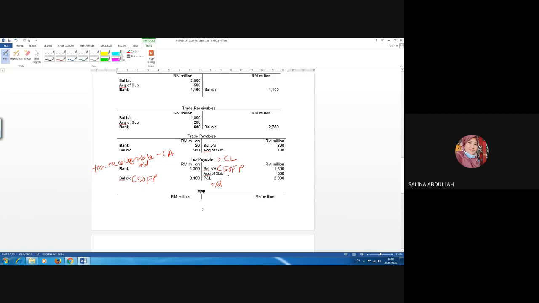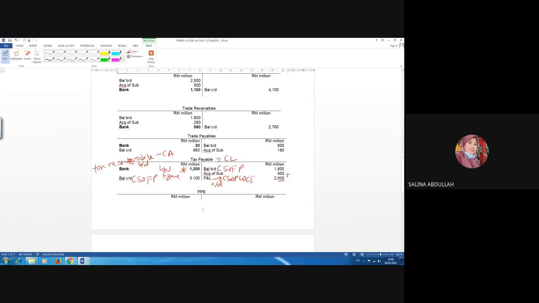So what happened after that? We have this amount that you will take from the consolidated statement of profit or loss. This is the amount 2 million from the consolidated statement of profit or loss, and this is the additional amount that you will take from the acquisition of subsidiary. This is the new part when we discuss consolidated statement of cash flow. So what you need to do, you will close this account and then you find this balancing figure.